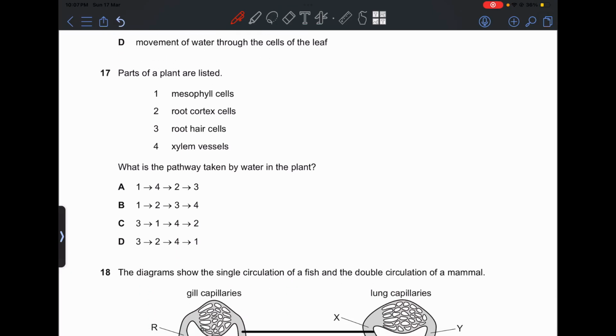17. Parts of a plant are listed: mesophyll cells, root cortex cells, root hair cells, and xylem vessels. What is the pathway taken by water in the plant? So we know, first of all, the water enters when a person decides to water the plant. They will add the water to the roots.